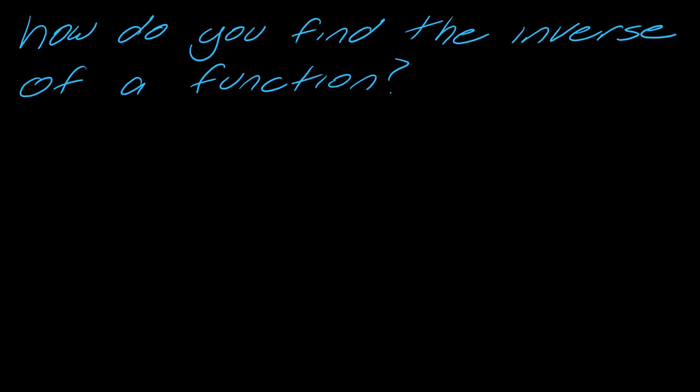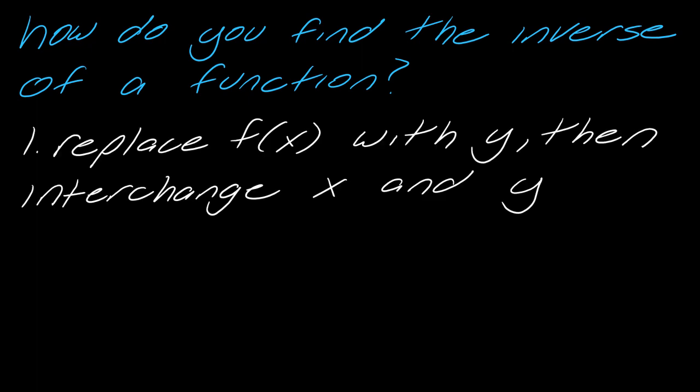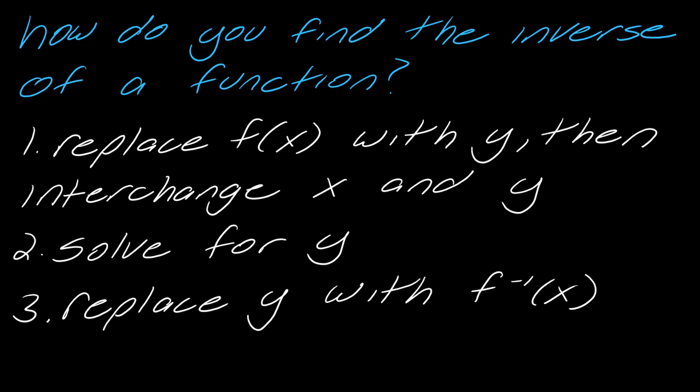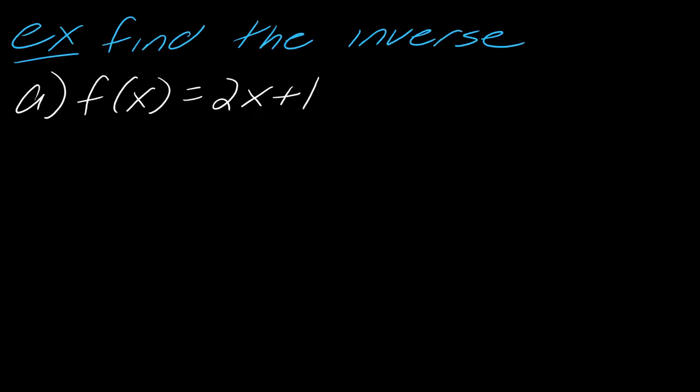Okay, so we're still talking about inverses here. How do you find the inverse of a function? First you replace f of x with y, and then you interchange x and y. Then you solve for y, and then you replace y with f inverse of x. I want to just go through and find the inverse, to quickly remind you of how this works.